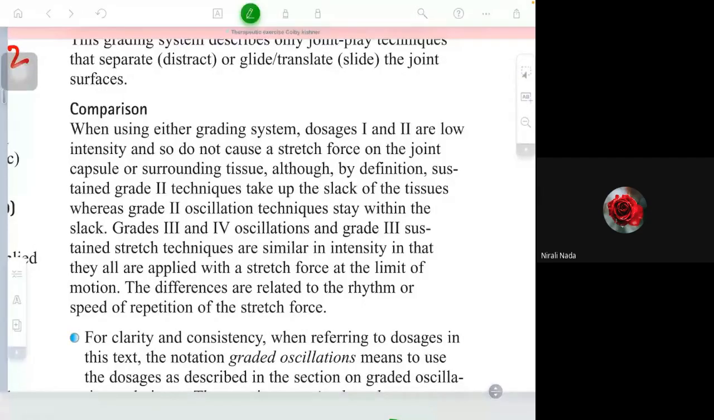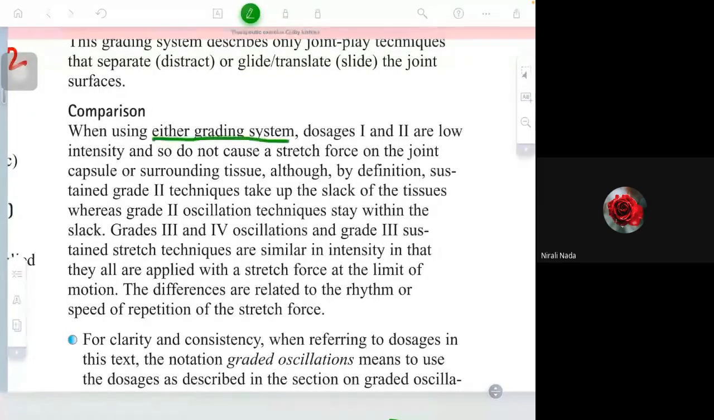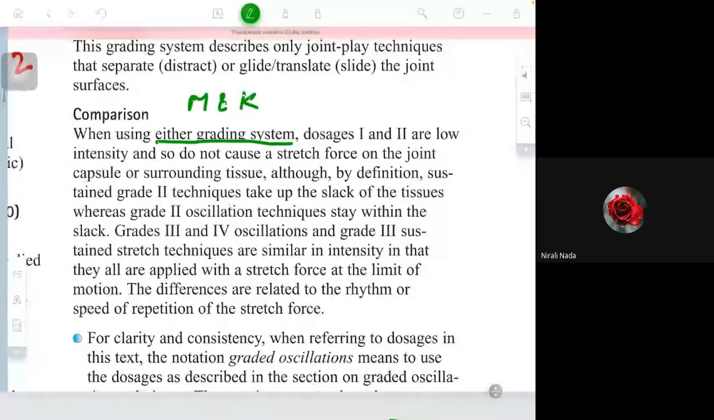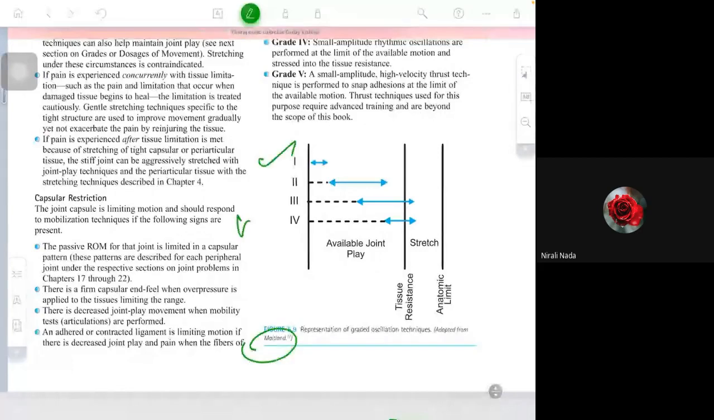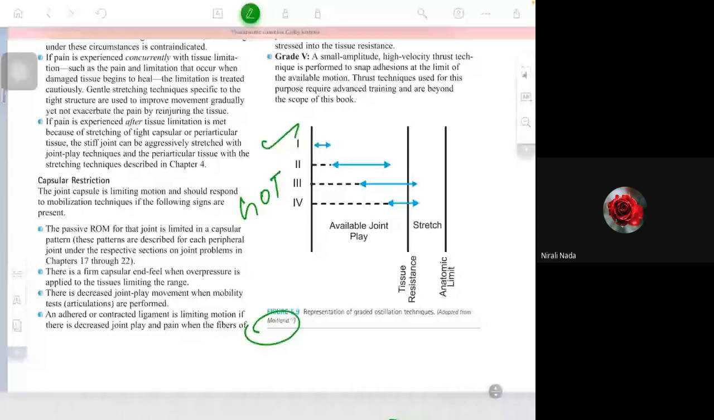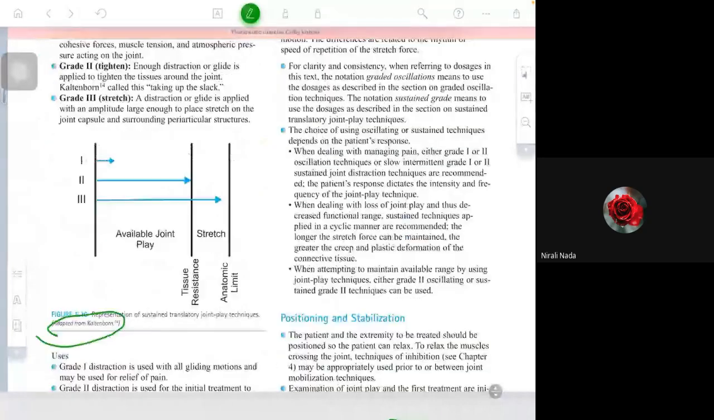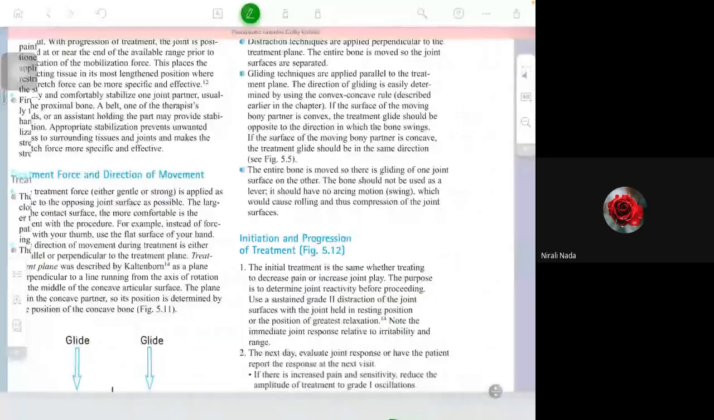When using either grading system, that is either Maitland or what is the second? Carlton-Bond. Yes or no? Yes, sir. What is Maitland? Graded oscillatory technique is called Maitland. And what is Carlton-Bond? Sustained joint play technique is called Carlton-Bond. Clear?